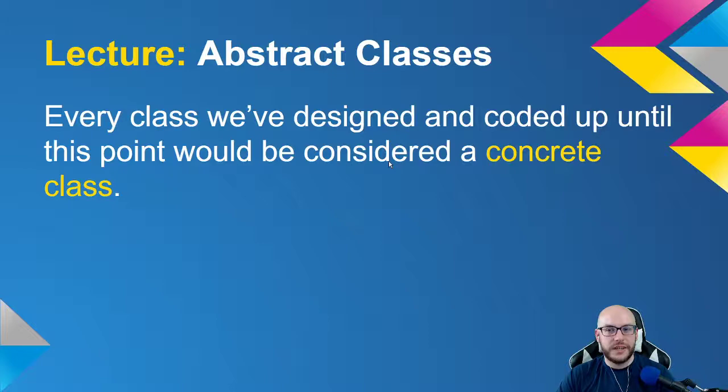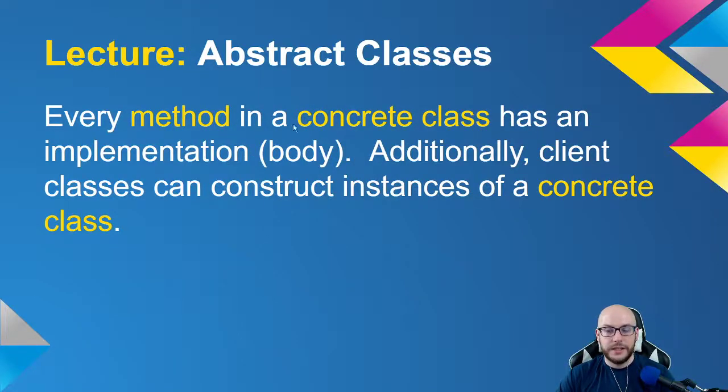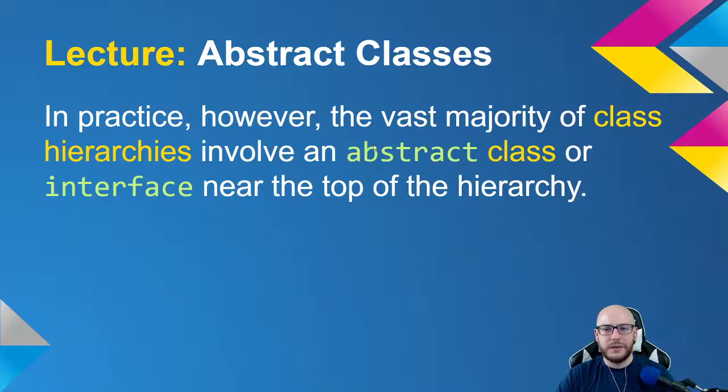Every class we've designed and coded up to this point would be considered a concrete class. All right, so here I'm just adding some terminology. Every method in a concrete class has an implementation. It has a body. Additionally, client classes can construct instances of a concrete class, right? We've been making person objects, and all of the methods in a person have a body. They do something. In practice, however, the vast majority of class hierarchies involve an abstract class or an interface, we'll talk about interfaces later, near the top of the hierarchy.